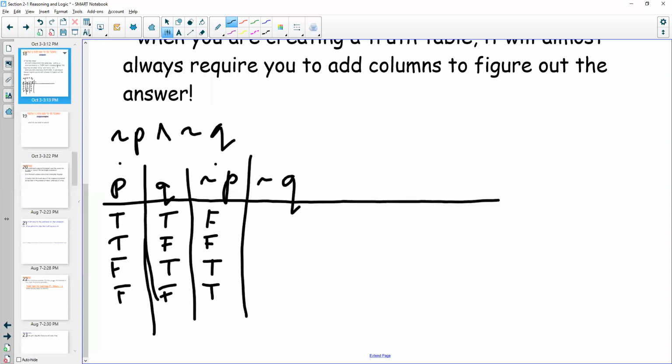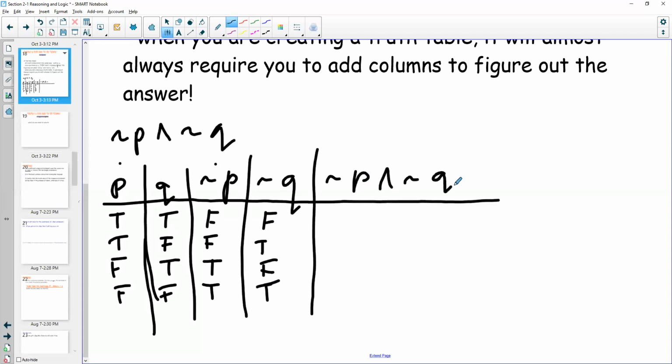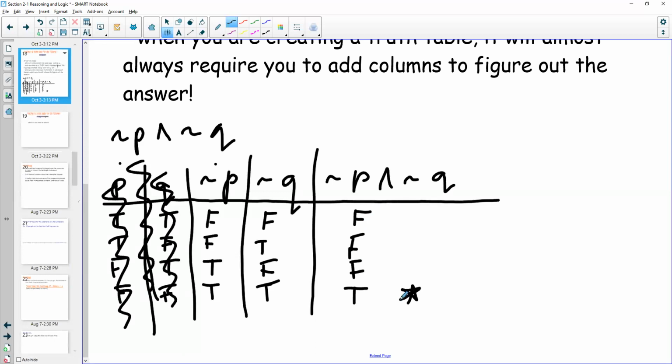And then I need not Q, because that's in my recipe. So I'm going to ignore the P's, and I'm going to do the negation for Q. False, true, false, true. Now I have the more complex ingredients. It's like the sauce and the cooked pasta. So I have the not P and not Q. At this point, I'm not looking at P and Q anymore. I'm just looking at not P and not Q. So if it's an and and they're both false, well, the whole thing is false. When it's and, if any one of them is false, the whole thing is false. So the only time it's true is when they're both true.